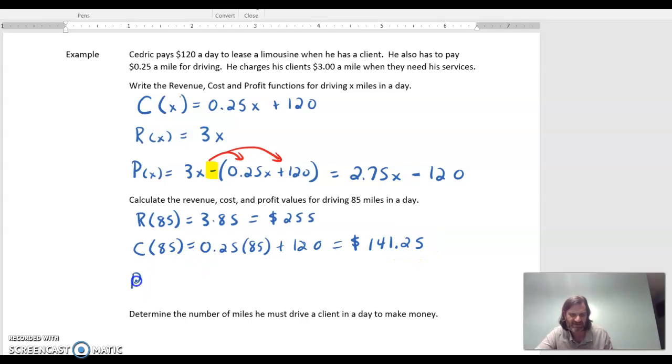And then the profit, we can either use the function 2.75x minus 120, or we can take the revenue, which was 255 minus 141.25, and see what the difference is. So his profit in this situation is $113.75.